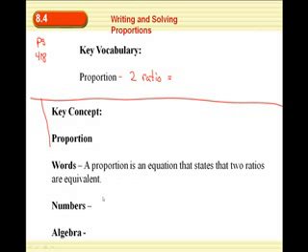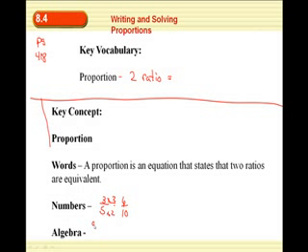So this would be a proportion. 3/5 equals 6/10. Those fractions are equal to each other. One way it's read is 3 is to 5 as 6 is to 10. So 3 times 2 makes 6, 5 times 2 makes 10. So they are related to each other.